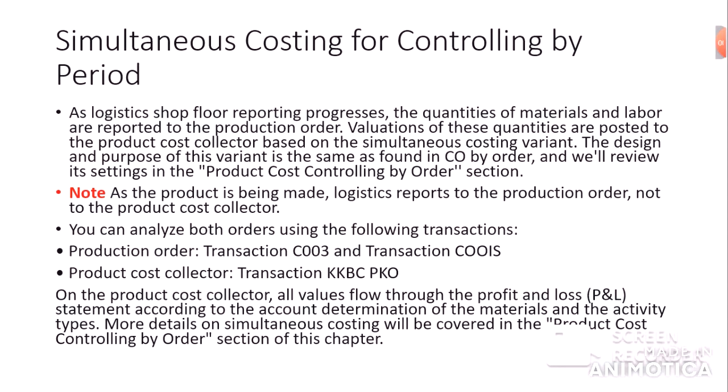As a product is being made, logistics reports to the production order, not to the product cost collector. You can analyze both orders using the following transactions: production order transaction CO03 and transaction COOIS, product cost collector transaction KKBC and PKO. On the product cost collector, all values flow through the profit and loss statement according to the account determination of the materials and the activity types. More details on simultaneous costing will be covered in the product cost controlling by order section of this chapter.